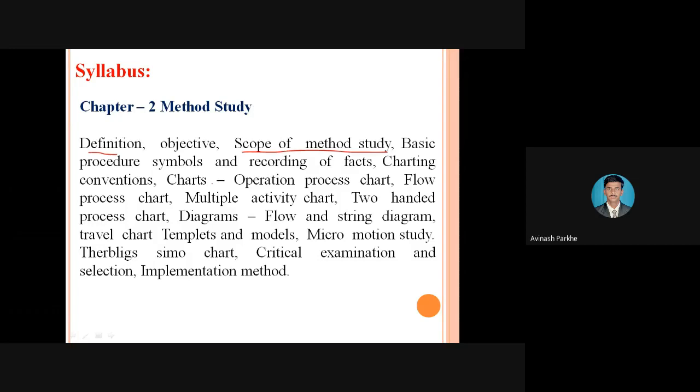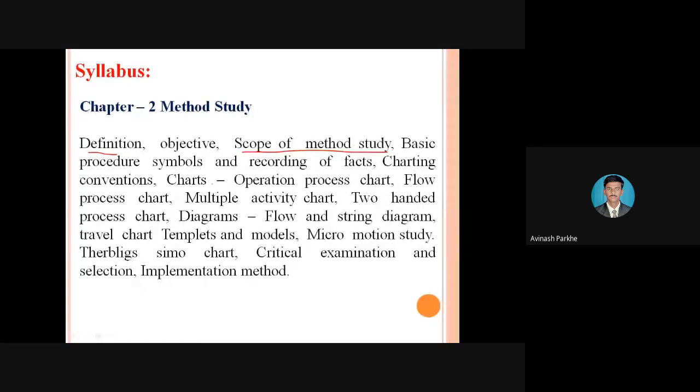So whatever task is performed by the machine or equipment, man and material, each and every task of those three input resources can be represented in a symbolic manner. Because in industry, the movement of material takes place from one workstation to another. Similarly, the movement of human beings, or the operator, also takes place from one workstation to another.